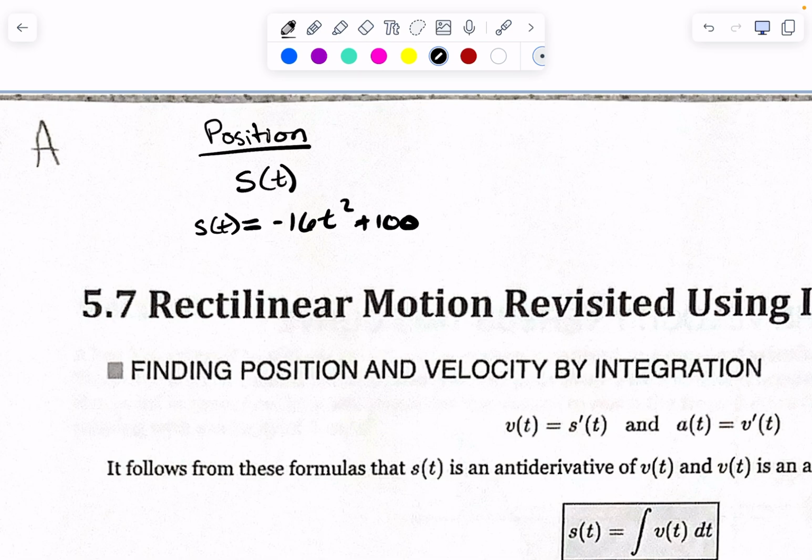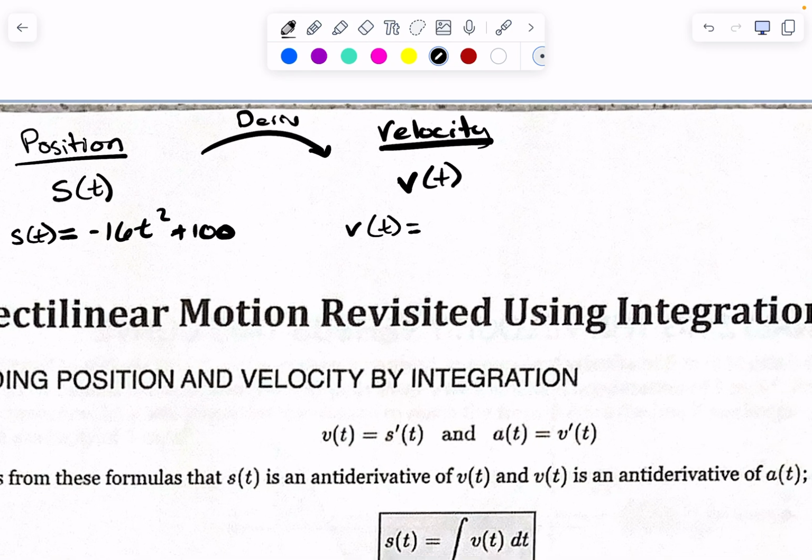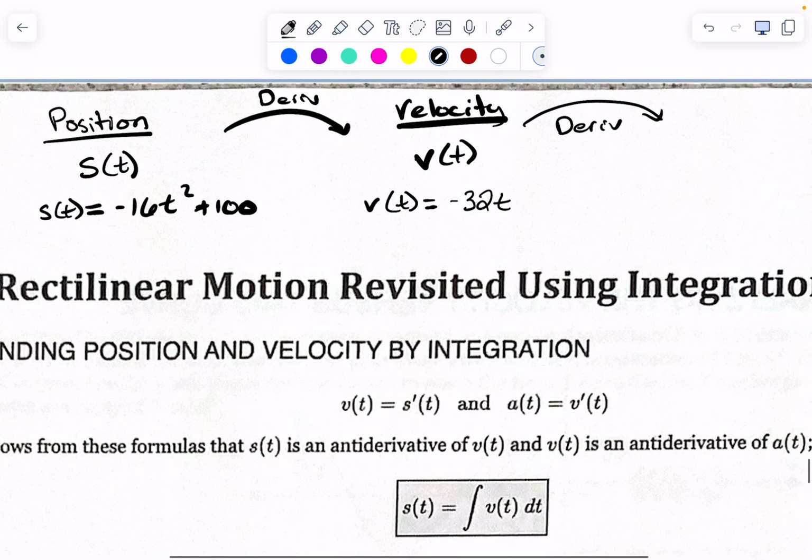Okay. If I take the derivative of that, then I get velocity, and the velocity would be v of t. In this case, v of t is equal to negative 32t. The 100 is going to drop off. Then if I take the derivative again, v of t is negative 32t.